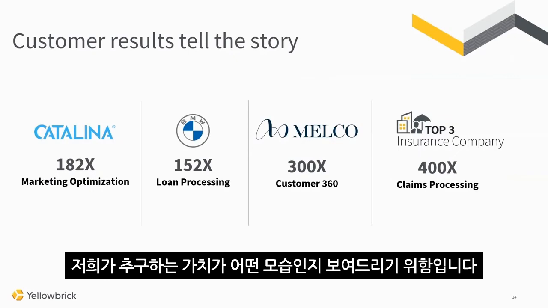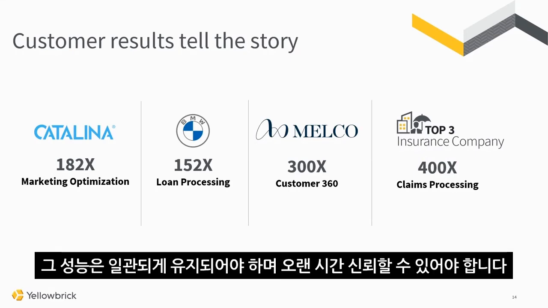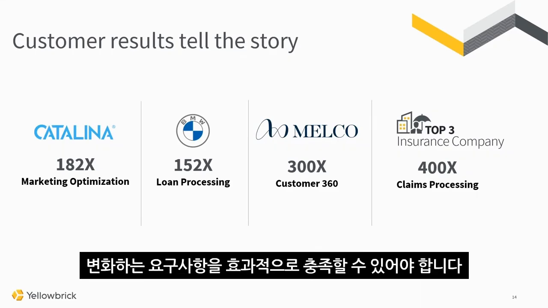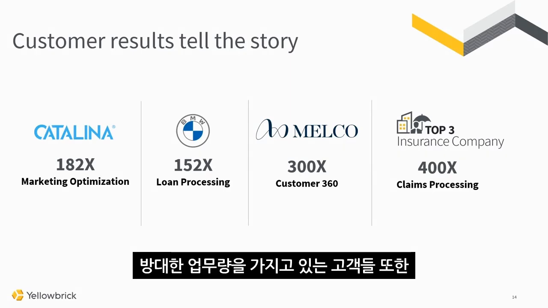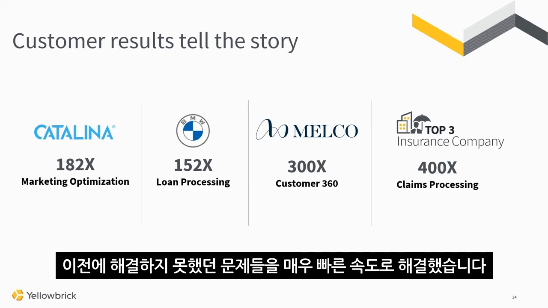I wanted to show you what our value looks like to some of our customers, and this is just a small subset of them. It's not enough to perform well. You have to be consistent. You have to be reliable over time. You have to work well in a technology ecosystem and adapt to changing demands. Some of our customers have the most demanding workloads in their industries, and this is the business value of Yellowbrick, not only processing queries in record times, but the translation of that agility into solving problems that couldn't be solved before.